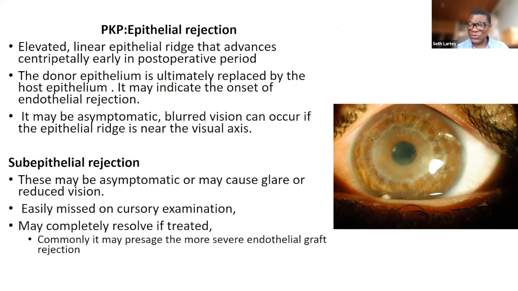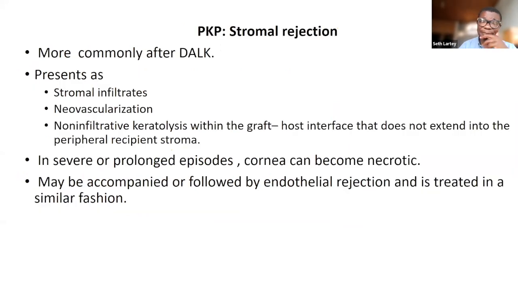Then you have subepithelial rejection, which may be asymptomatic, or may cause glare and reduced vision. It's easily missed if you don't examine carefully, and it may resolve completely if treated. But like I said for epithelial rejection, it may be a sign that there may also be an endothelial graft rejection, which is a more serious matter.